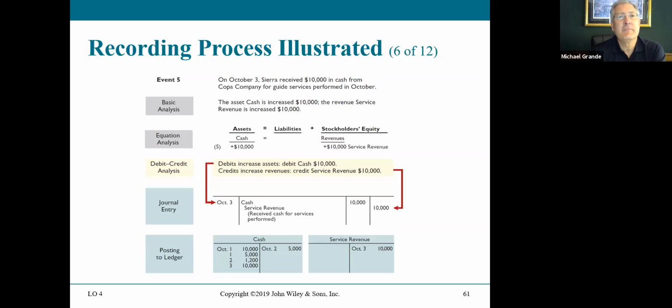Event 5. Sierra received $10,000 in cash for guide services performed. Received cash, and it's revenue. Have your journal entry we've seen before. Debit cash because cash goes up. Credit revenue. Revenue goes up. You increase revenue with a credit. At the bottom of the screen, you can see your T account for cash. You've got $10,000 debit, and then service revenue's got a credit for $10,000.